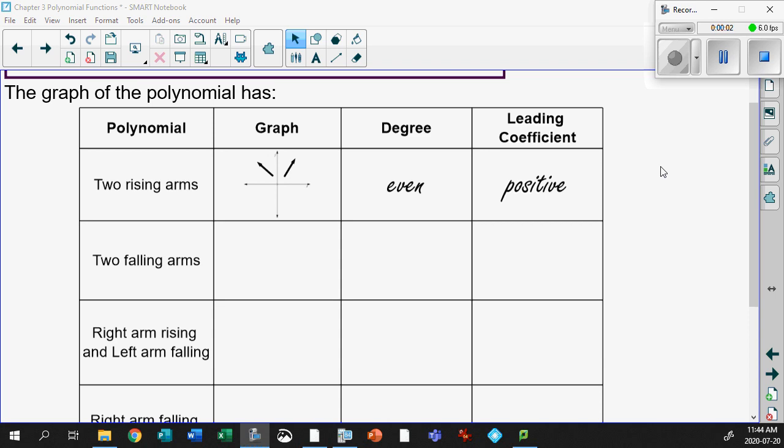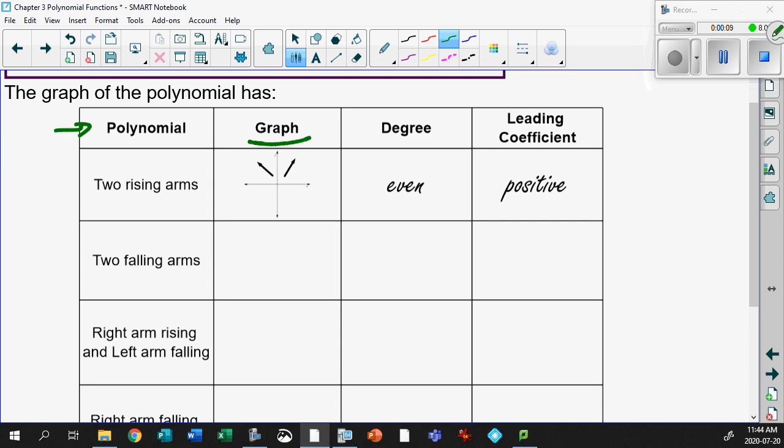Let's summarize everything that we've learned so far. Okay? Real simple. We're going to summarize it in terms of what the polynomial could possibly look like, what the graph is going to look like, what's the degree, and of course the leading coefficient. And what do they end up meaning?